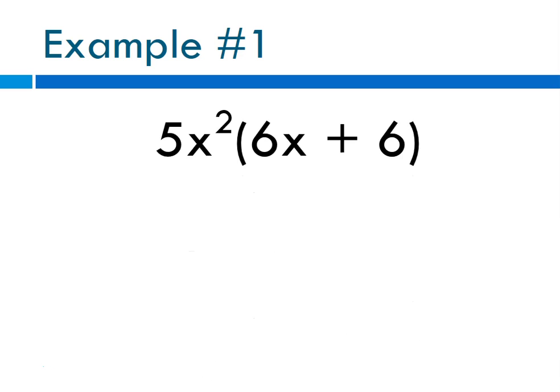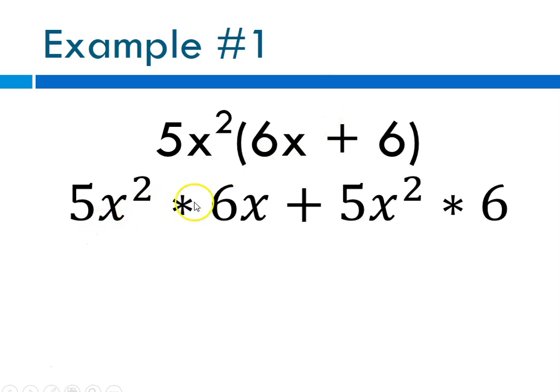So let's look at example 1. 5x squared times 6x plus 6. So what we need to do here is take the 5x squared and distribute it to the 6x and the 6. So we're going to have 5x squared times 6x plus 5x squared times 6.